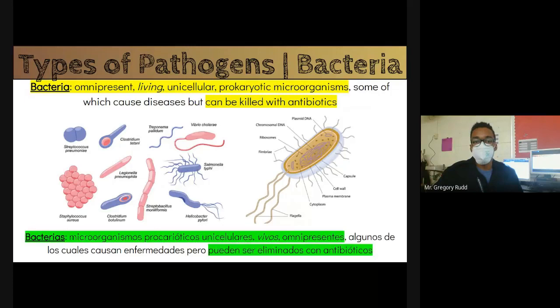The bad ones that we have encountered and that cause diseases, we have developed antibiotics for some of them. And the antibiotics will kill off some portion of the bacteria. Unfortunately, as we'll find out later in the lesson, there are some bacteria that are now immune or resistant to our antibiotics, which presents a big problem. We'll talk more about that later.